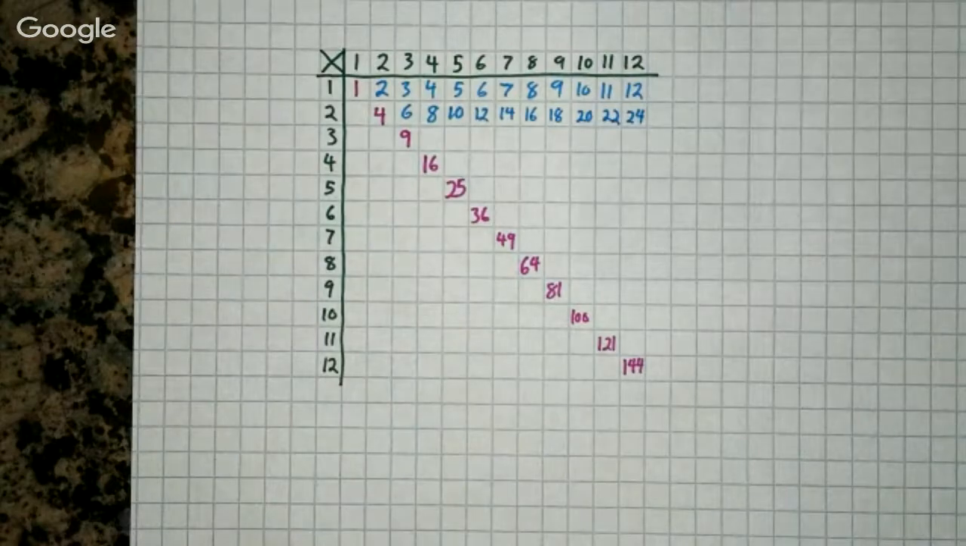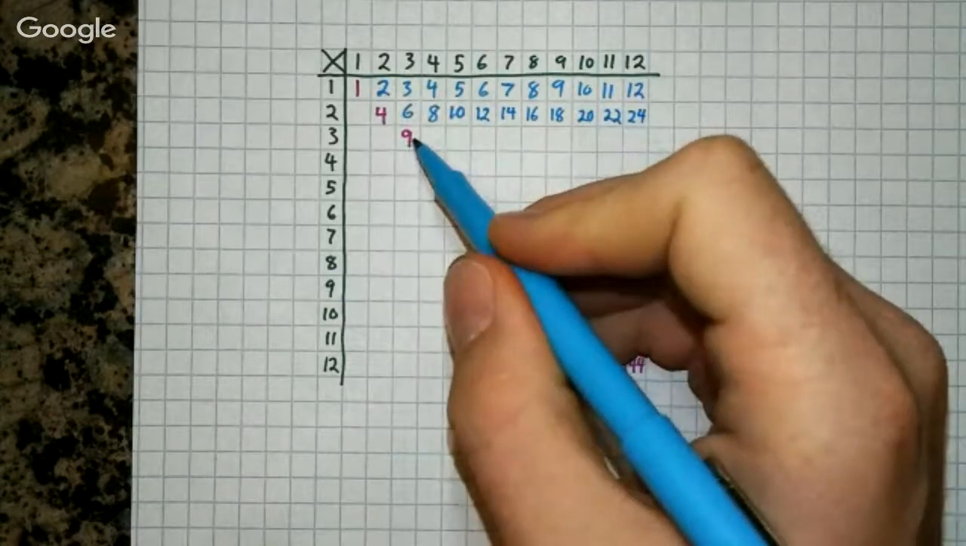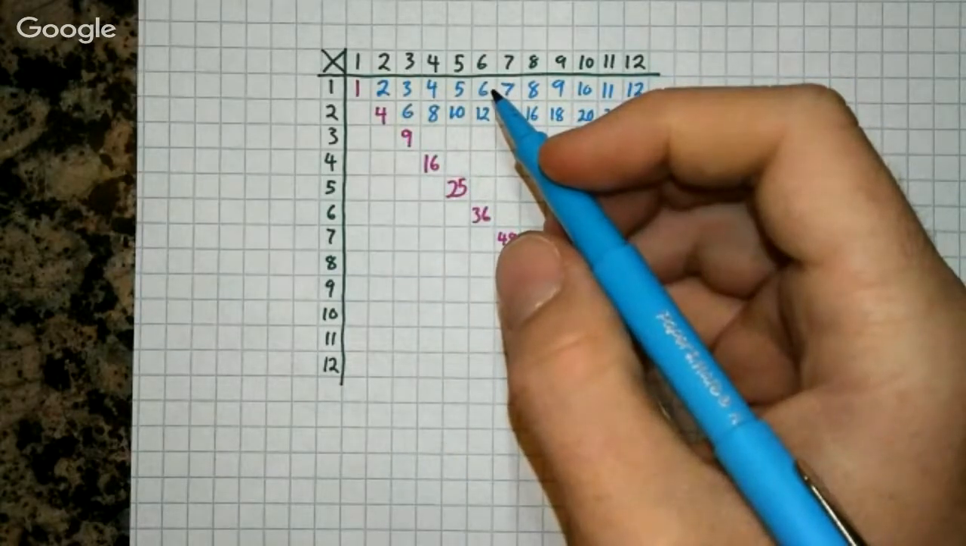All right, let's move to our 3 times tables. We already have up to here. Remember, we only need this side. 3 times 3 was 9. 3 times 4 is 12.